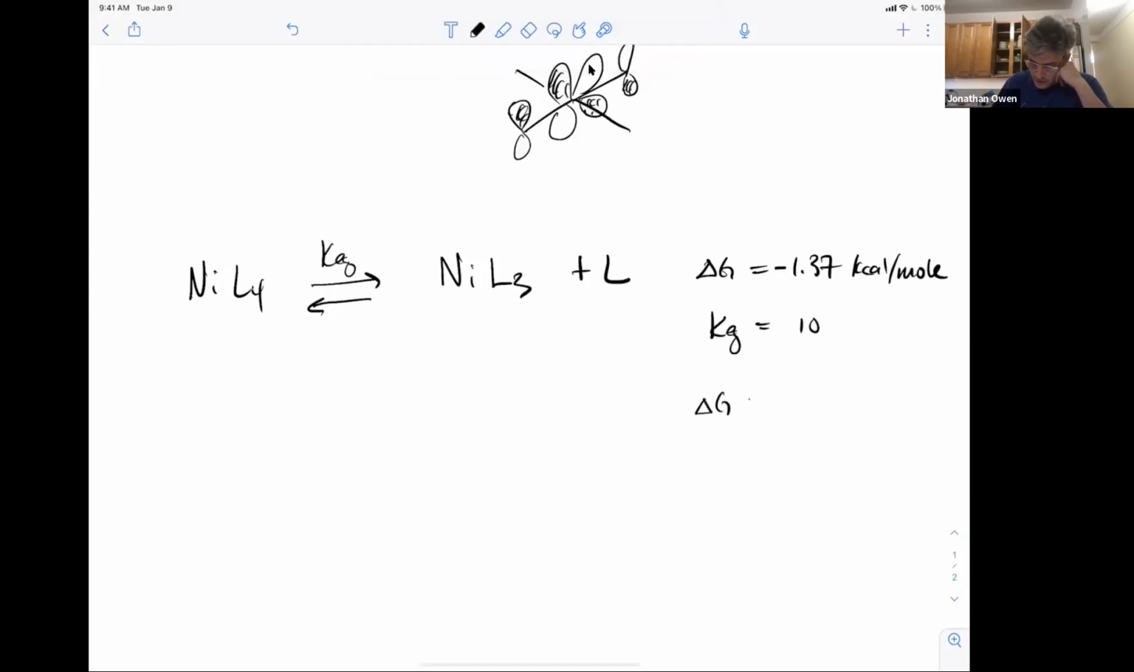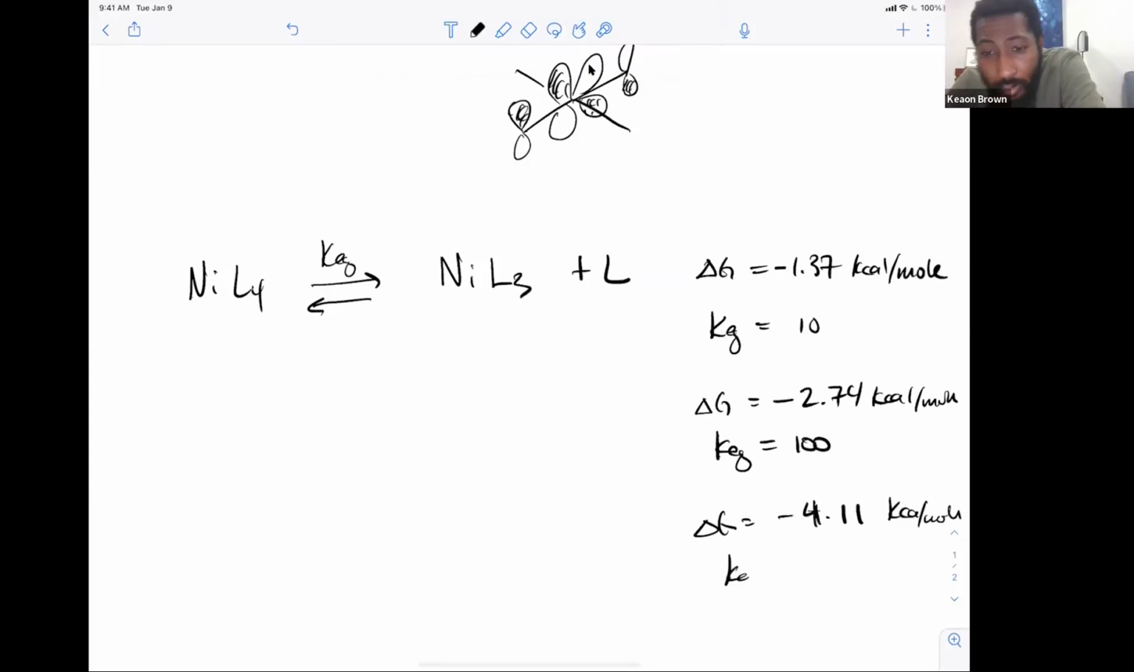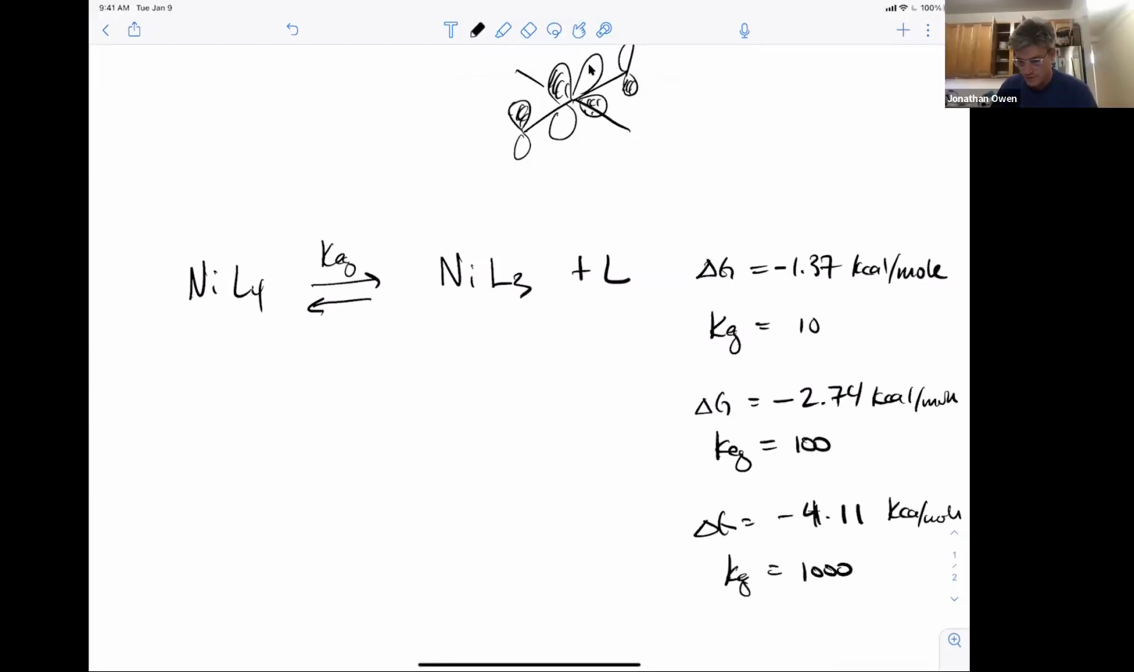If delta G is equal to minus 2.74 kcals per mole, then KEQ equals 100. If delta G equals minus 4.11 kcals per mole, then K should be like 1,000, right? So these are all just jumps of 1.37 kcals per mole each time. That unit of energy corresponds to a factor of 10 in probability.